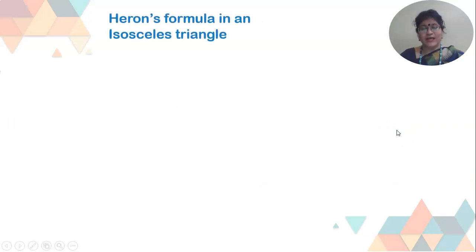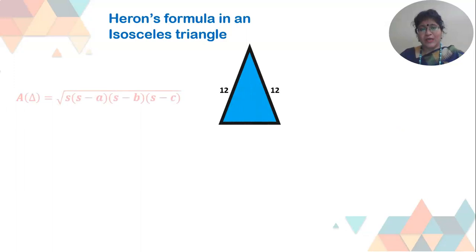Heron's formula in an isosceles triangle. So, how would you use Heron's formula in an isosceles triangle? Given an isosceles triangle where the two congruent sides are 12 and 12, and if the perimeter of all the three sides was given, then what would you do?